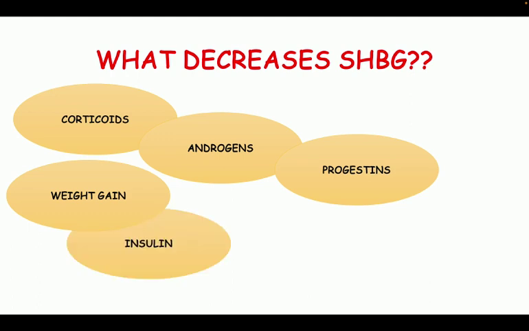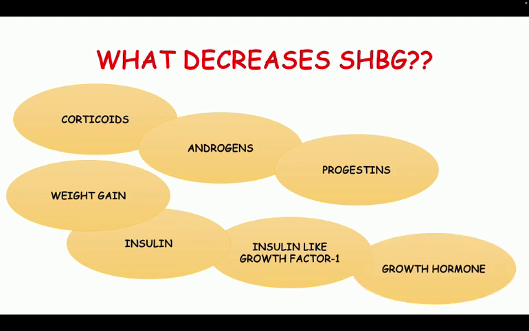Insulin. Hyperinsulinemia will lead to a decrease in SHBG. So that is also one of the reasons why in diabetes the insulin resistance is there, and there is a decrease in SHBG that will lead to hirsutism and all the consequences. And there is one more factor, insulin like growth factor. All these, acanthosis nigricans, all these things are because of decrease in SHBG. Then growth hormone also decreases SHBG.